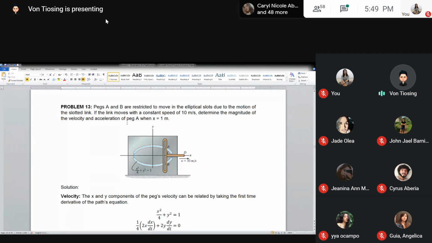Okay. Sabi niya rito, if the link moves with a constant speed of 10 meters per second, determine the magnitude of the velocity and acceleration of peg A, ayun no, yung nasa point A, when x is equal to 1 meter. So, binigay yung equation ng elliptical slot, which is x squared over 4 plus y squared is equal to 1.